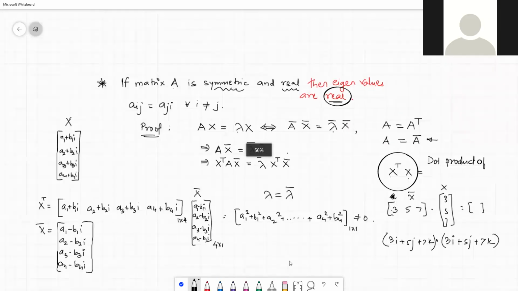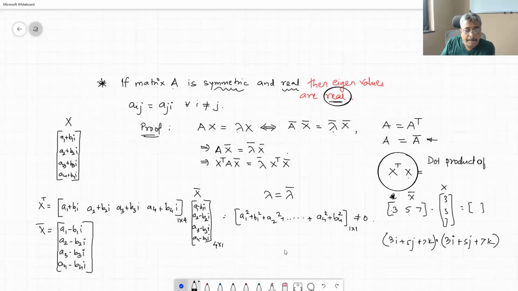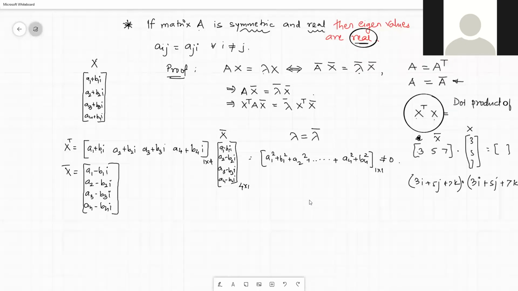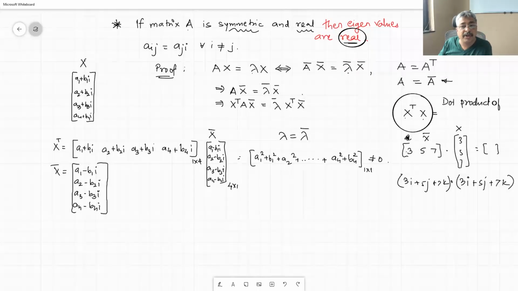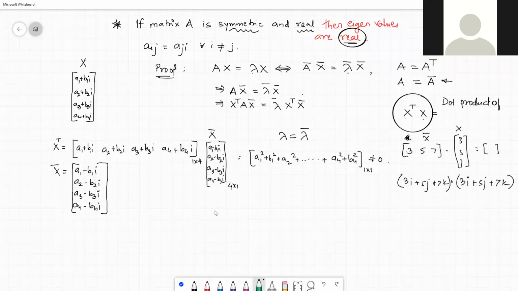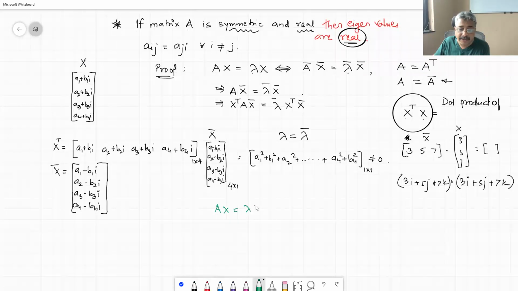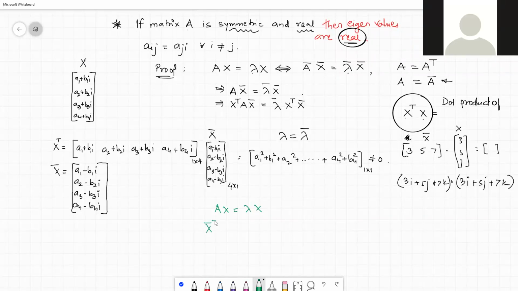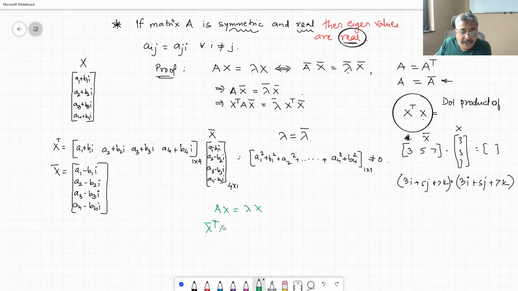So now I need some space. Now we will derive a similar equation starting from A X is equal to lambda X. Multiplying by X bar transpose on both sides, we get X bar transpose A X is equal to lambda X bar transpose X. Okay, now we take the transpose of both sides.